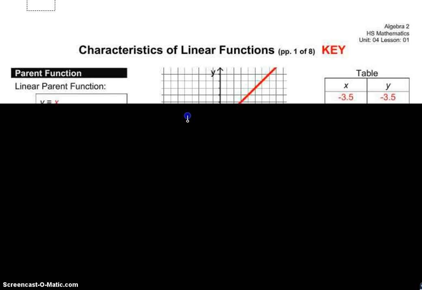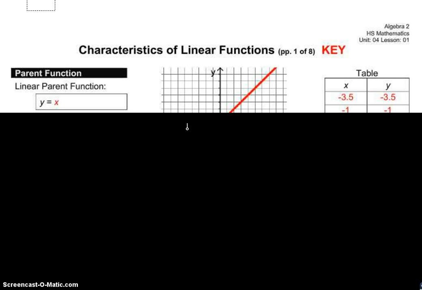Today we're going to be looking at characteristics of linear functions. If you look on the top left-hand corner, it asks me for the linear parent function equation. You should know that it's y equals x. And then it asks me for my domain and range. And what do we know about domain and range? Every time I have a continuous graph, that's right, I'm going to have all real numbers.